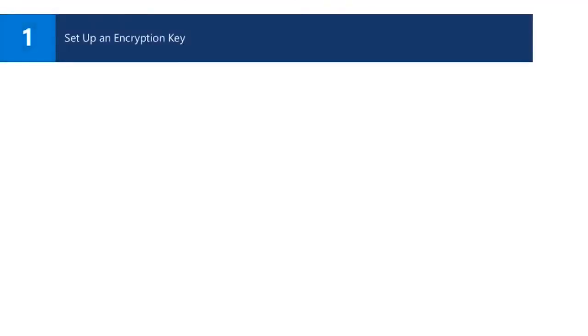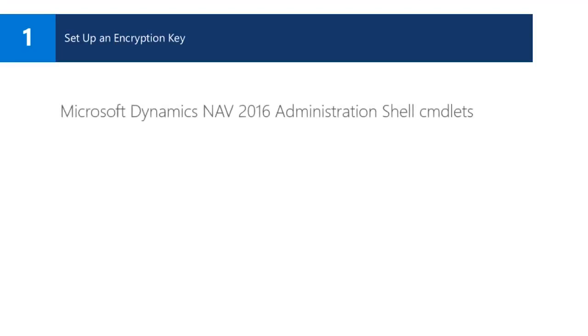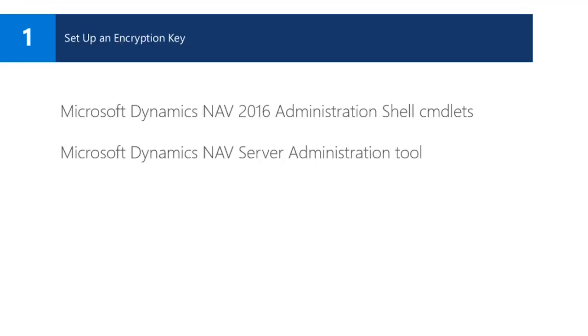The first step is to set up an encryption key to encrypt the credentials, because Microsoft Dynamics NAV requires it when we use SQL Server authentication. We can do it using Microsoft Dynamics NAV 2016 administration shell cmdlets. But if we do it for the first time, we can do it using the Microsoft Dynamics NAV Server administration tool without any action. Now we will create and import the encryption key using PowerShell cmdlets.